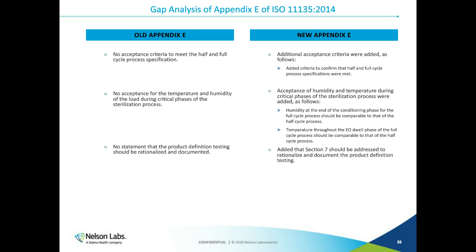Then the acceptance criteria was changed to include additional acceptance that wasn't outlined in the previous acceptance. The addition of the criteria to confirm that the half and full cycle process specifications were met when considering the sterilization cycle. And then, of course, there was the humidity and temperature acceptance for humidity following the conditioning phase of the sterilization process, and then, of course, the temperature throughout the EO dwell time.